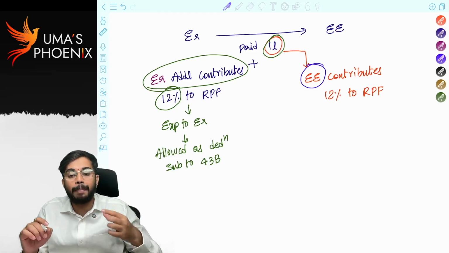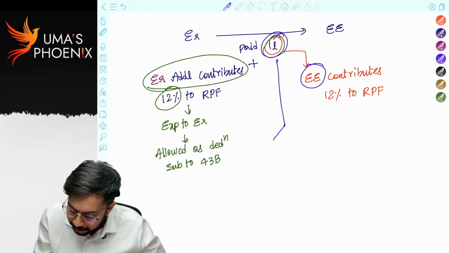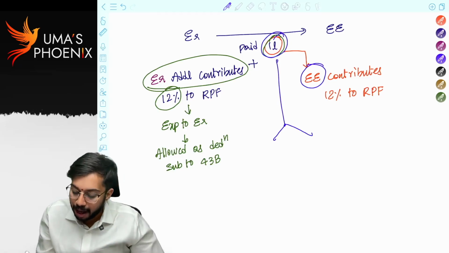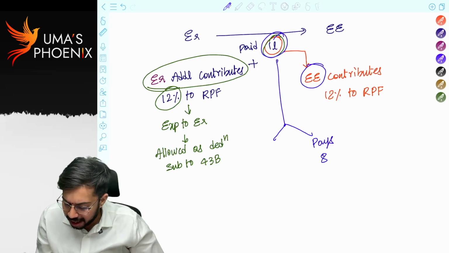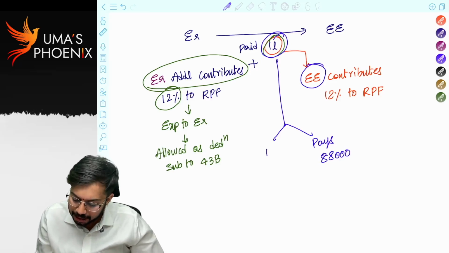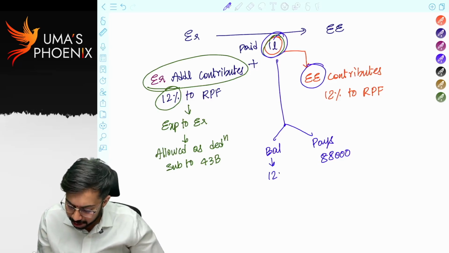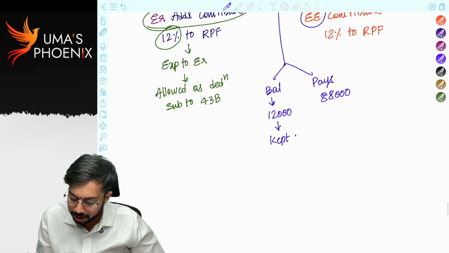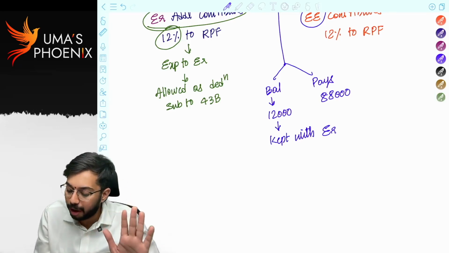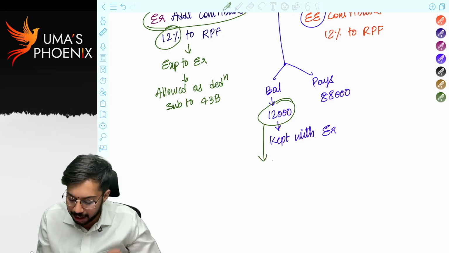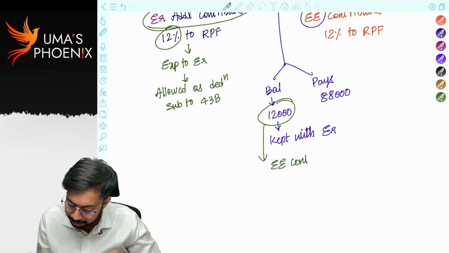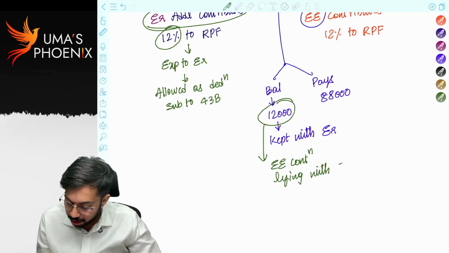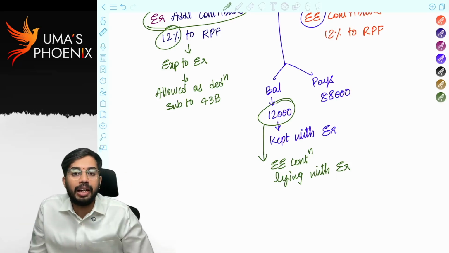Whatever the amount that employer is giving, 1 lakh rupees, from this 1 lakh rupees, what will the employer do? Employer pays only 88,000 rupees. Balance 12,000 rupees will be kept with the employer. But whether this 12,000 rupees belongs to the employer? It does not belong to the employer. This 12,000 rupees will be considered as employee contribution lying with employer.